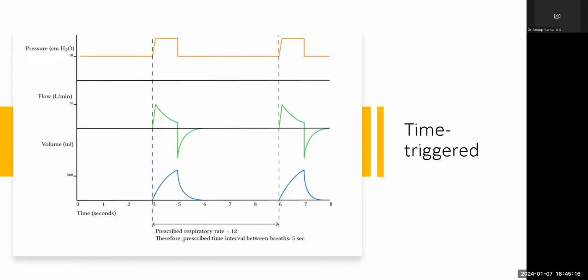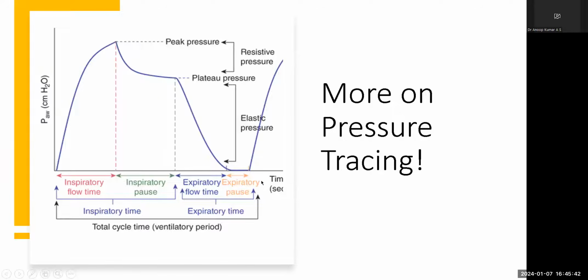Now coming to time triggered. Whenever you keep a particular rate, suppose a prescribed rate of 12, 12 means in a total minute, 12 respirations will be delivered, and the prescribed time interval will be, as you can see, 5 seconds. So every 5 seconds, one breath will be delivered. So that is the time triggered.